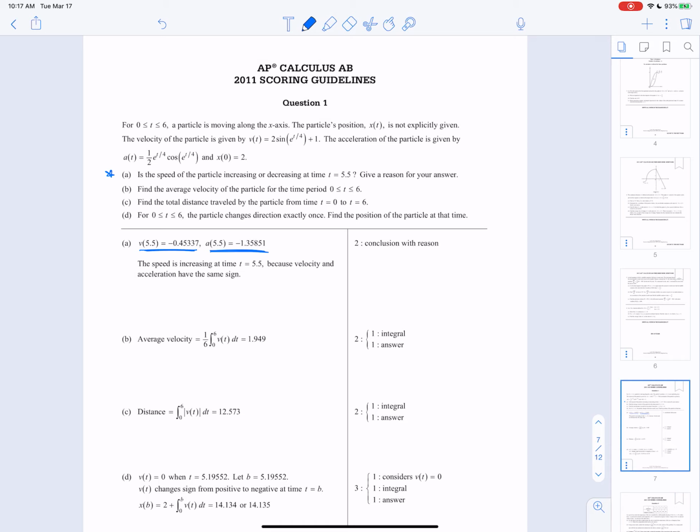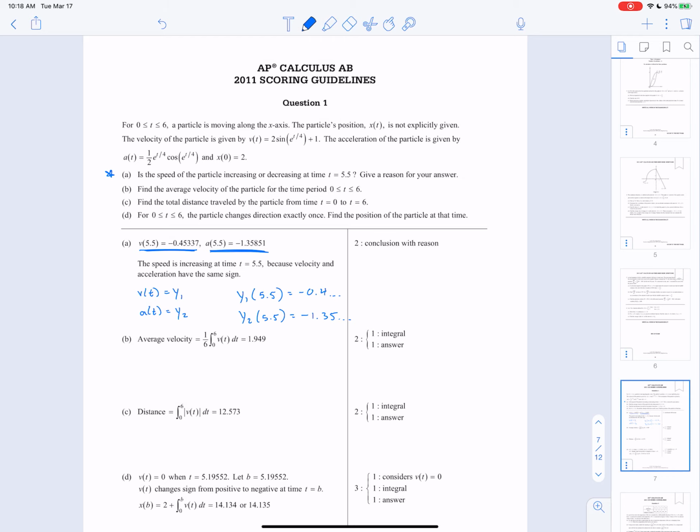So what I'm thinking you guys would do is you would probably program v of t as y1 and a of t as y2. And then once you go to your home screen, you would just type y1 parentheses 5.5, which should give you about negative 0.4. And y sub 2, which represents acceleration at 5.5, which should be about negative 1.35-ish. Okay? The value here really doesn't matter. You're looking at the sign. Because they both share the same sign, they're being pushed in the same direction, you know that speed will increase, okay? But you have to have those two components, okay?